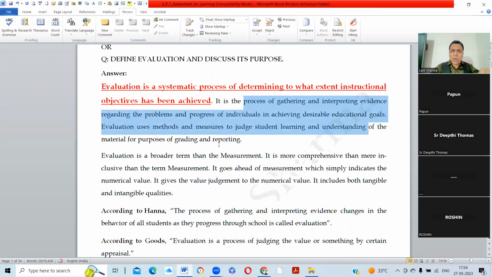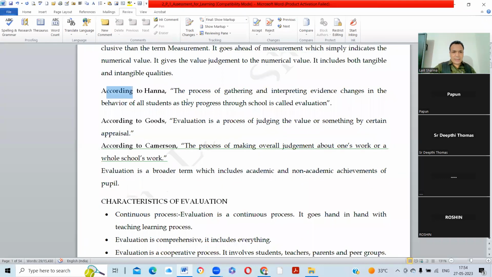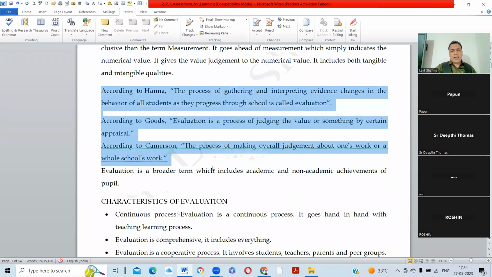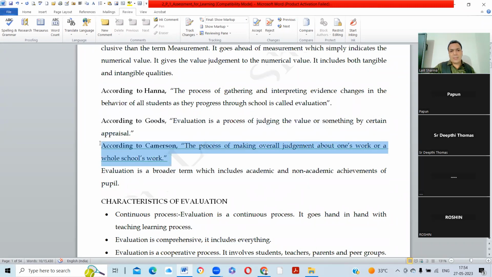So everything you have to talk about is the weak area of the students. Okay, and guys, this is important. Out of the 3 definitions, you can learn any one. So I will suggest either go for Good or go for Cameron.